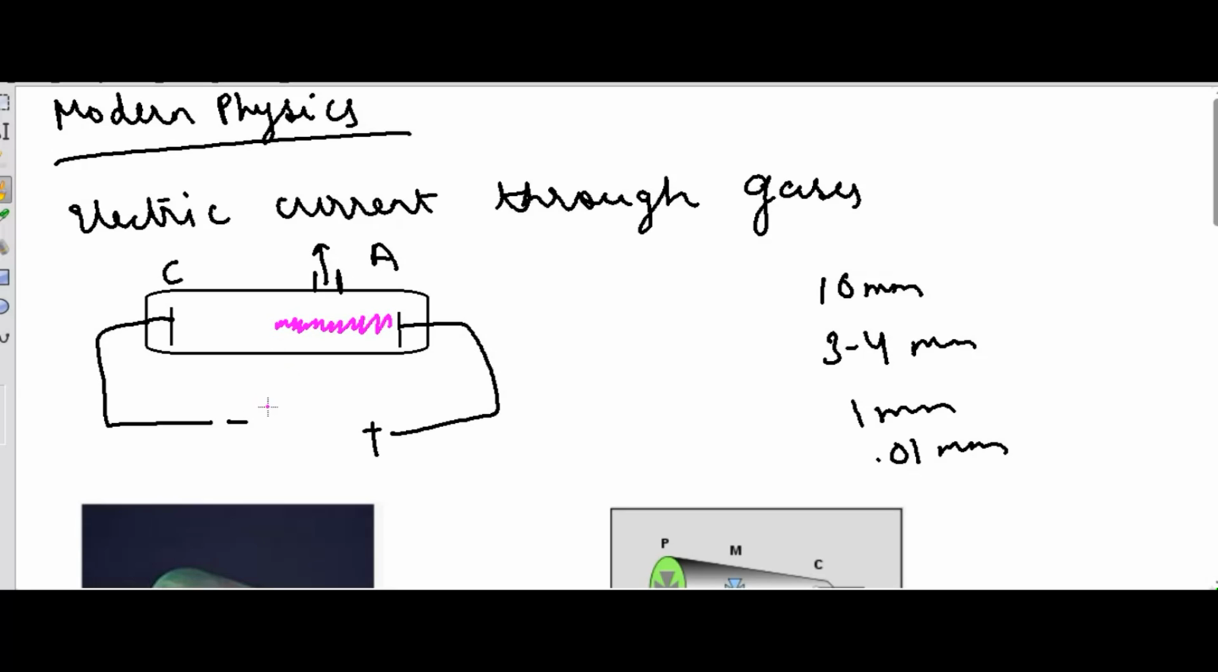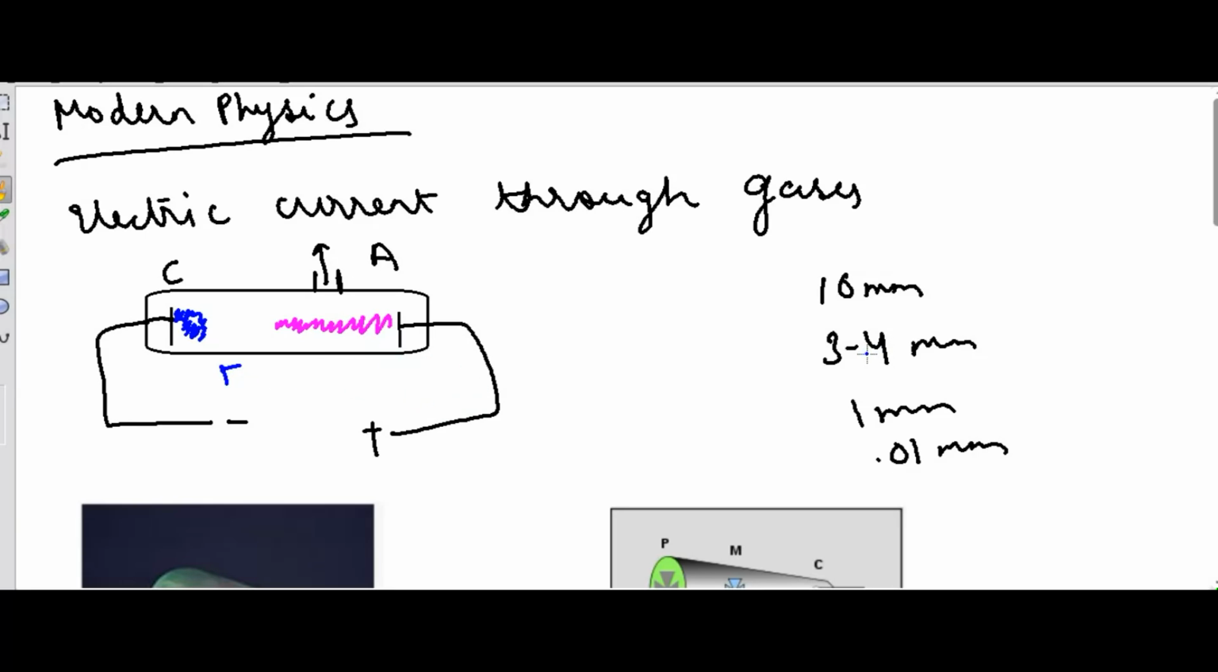It stops somewhere in between, but near the cathode a bluish glow starts. There is a gap between the bluish glow and the reddish glow, and this dark space is known as Faraday's dark space. This happens at about 3 to 4 mm of mercury.